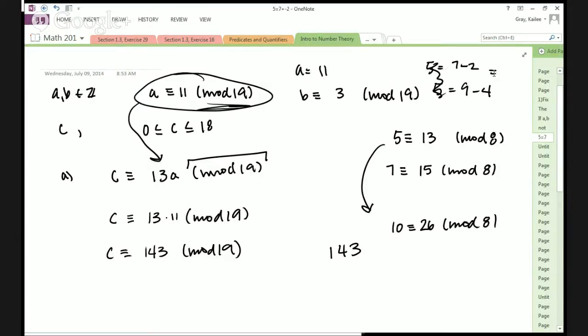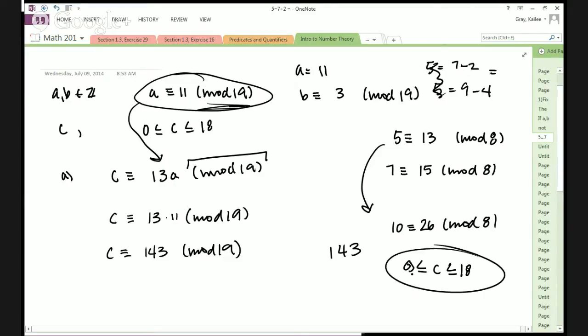All right, so now we had conditions we had to satisfy on C, though. We had to make sure that C was in between 0 and 18. So actually, we're not quite done yet. It is true that C is congruent to 143 mod 19, but we want C to be between 0 and 18. So basically, all we have to do is take 143 mod 19.